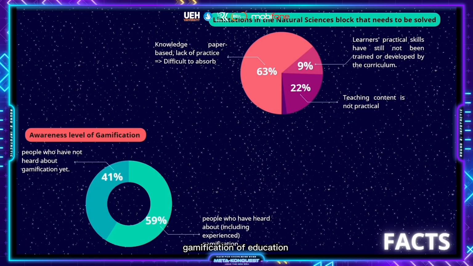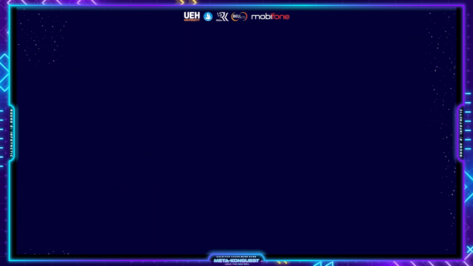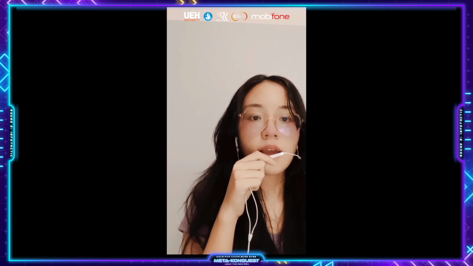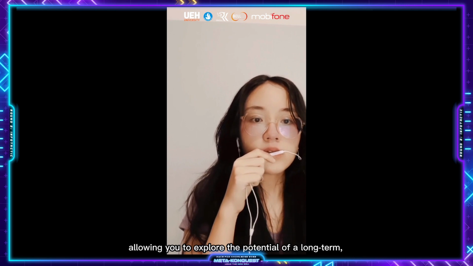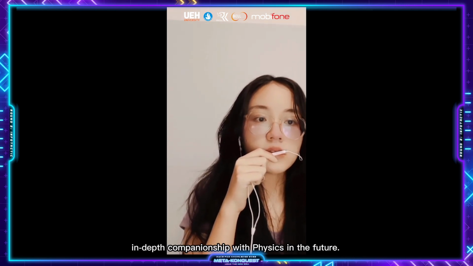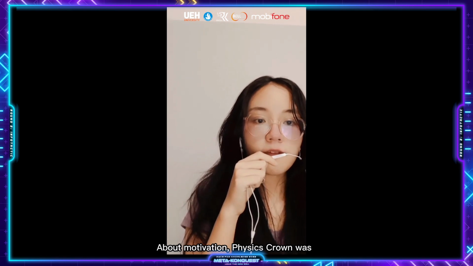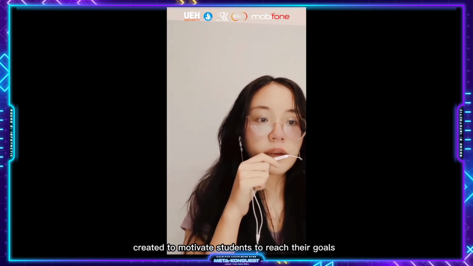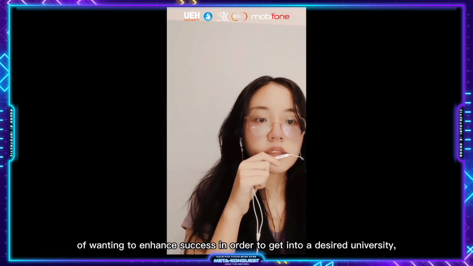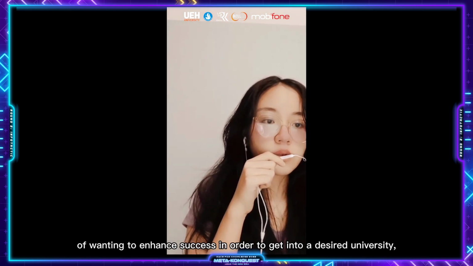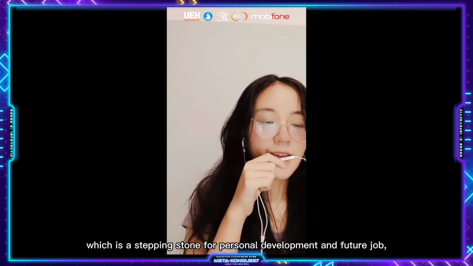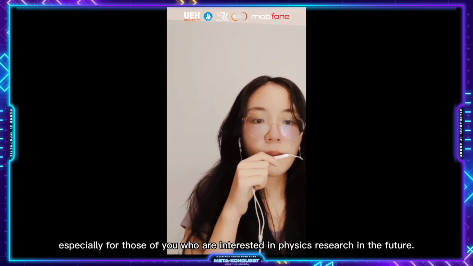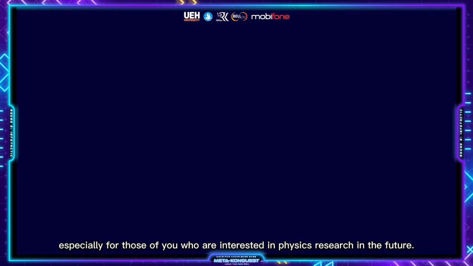Following the trend, gamification of education and business has increasingly gained popularity, particularly in industrialized countries. It can improve learning in business and, more importantly, allow you to study and find yourself, to explore the potential of a long-term, in-depth companionship with physics in the future. Motivation: this app was created to motivate students to reach their goals and enhance success in order to get into a good university, which is a stepping stone for personal development in future jobs, especially for those of you who are interested in physics research.